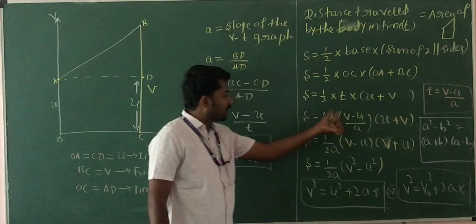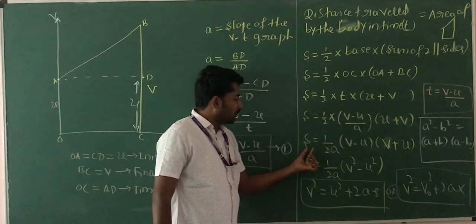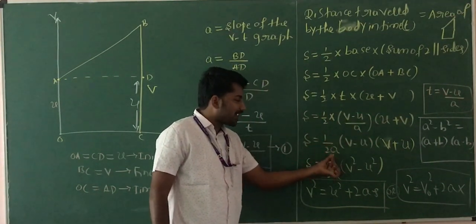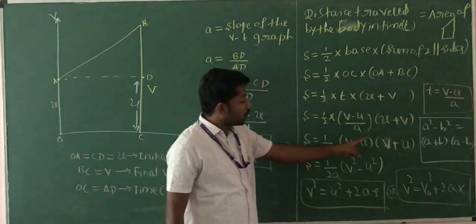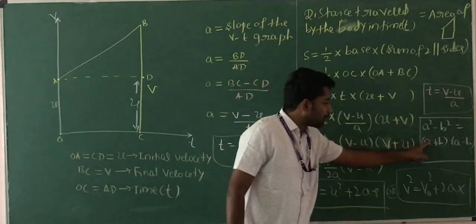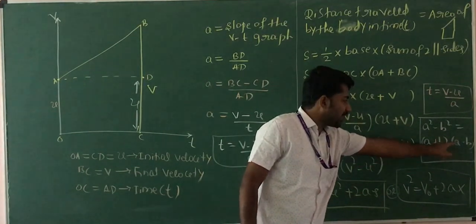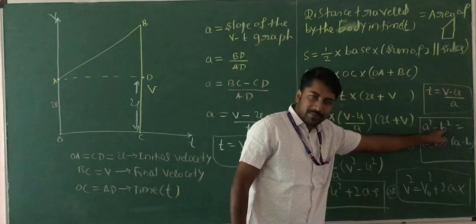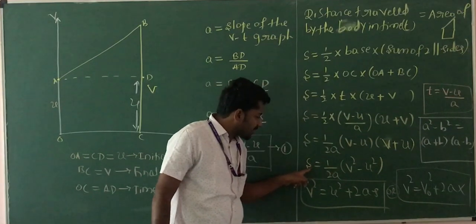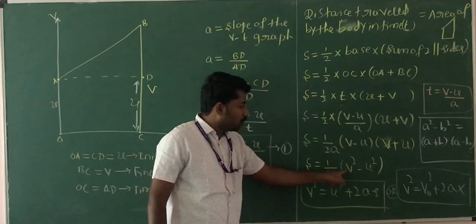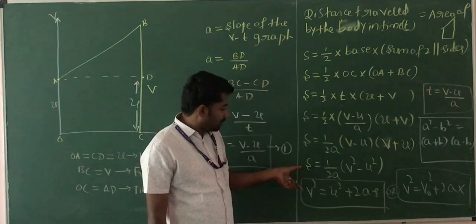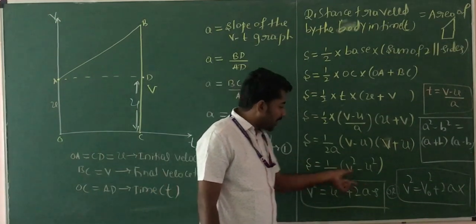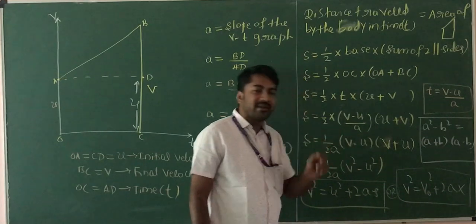Substitute this value here, v minus u divided by a. We get s is equal to 1 divided by 2a, v minus u, v plus u. It is in the form of a plus b and a minus b, which is equal to a square minus b square. That's why I write here s is equal to 1 divided by 2a into v square minus u square. Finally, we get the desired equation: v square is equal to u square plus 2as. This is the third kinematic equation.